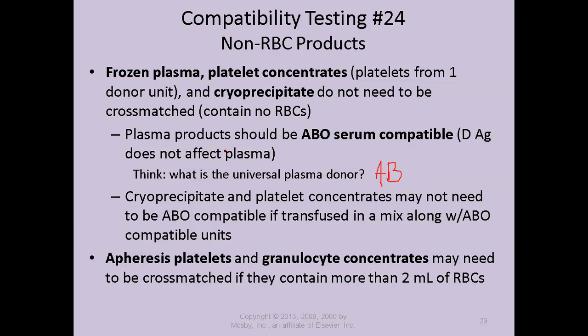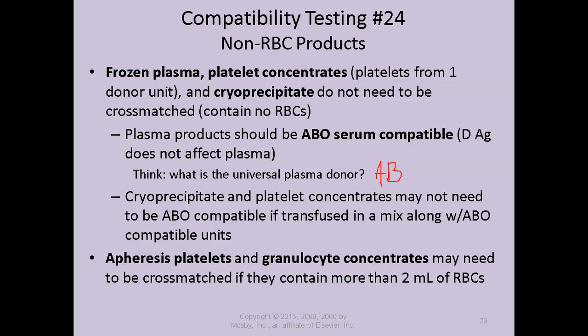Okay, so we want it to be ABO serum compatible, reverse typing. Think about the ABO antibodies. We don't want to give antibodies to somebody that is going to attach onto their red cells. So for instance, an individual who is type AB can only get AB plasma, remember? Someone who's type O could get plasma from anybody because they have both anti-A and anti-B.